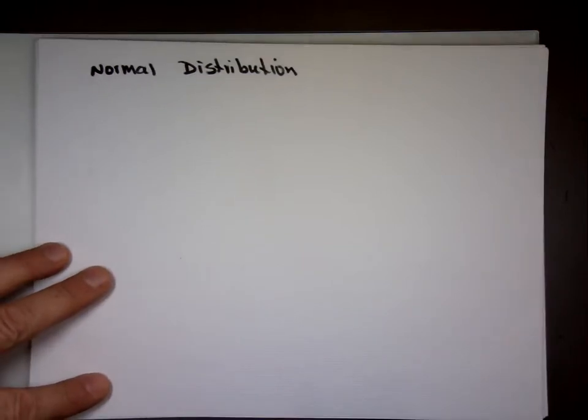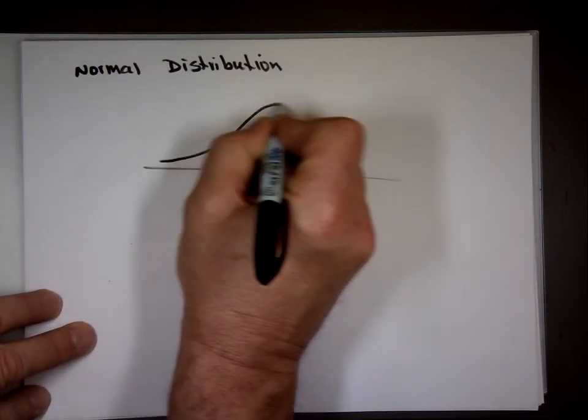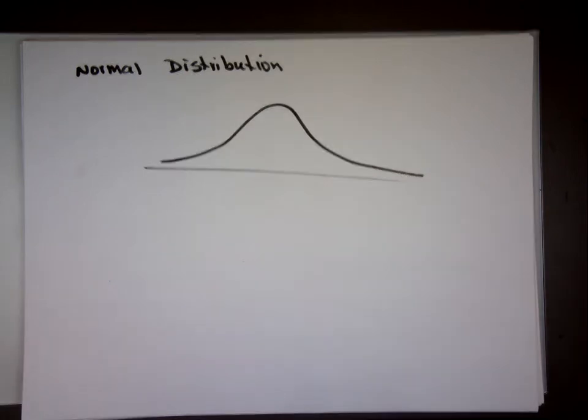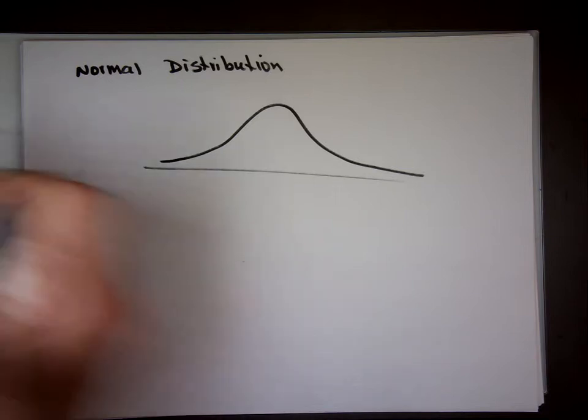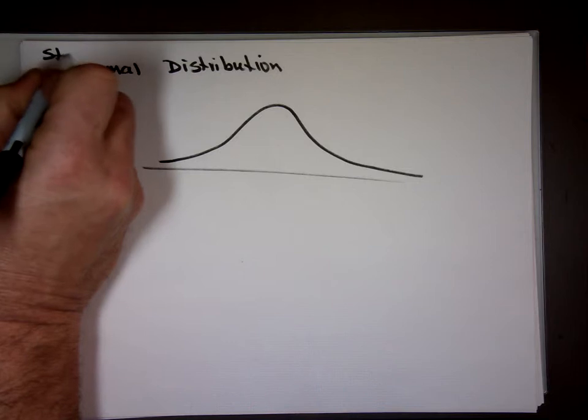When we talk about normal distribution, we're always referring to the bell shape. The graph looks like this. Most experiments, if done correctly, the graph will look like that. That's called the standard normal distribution.